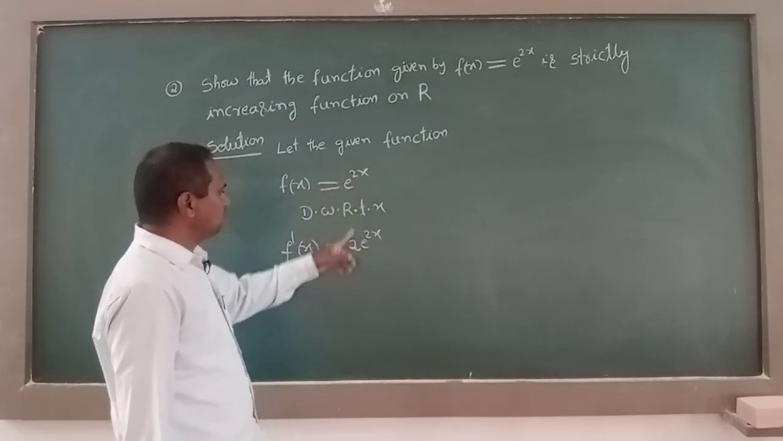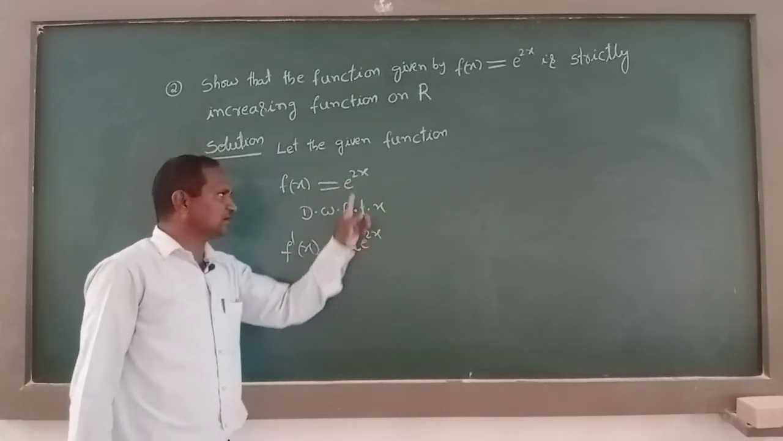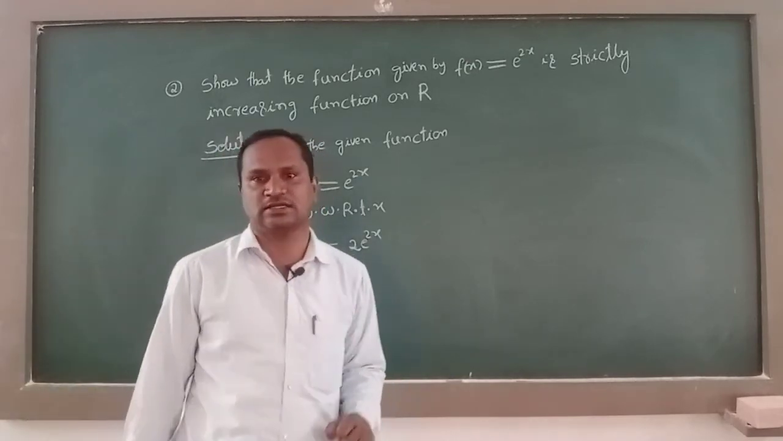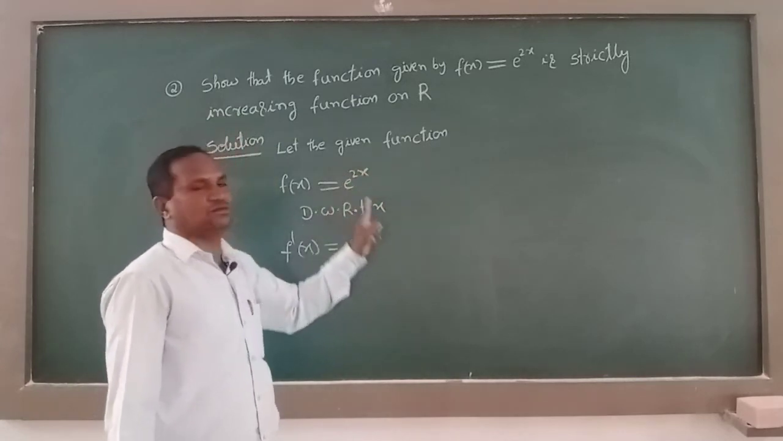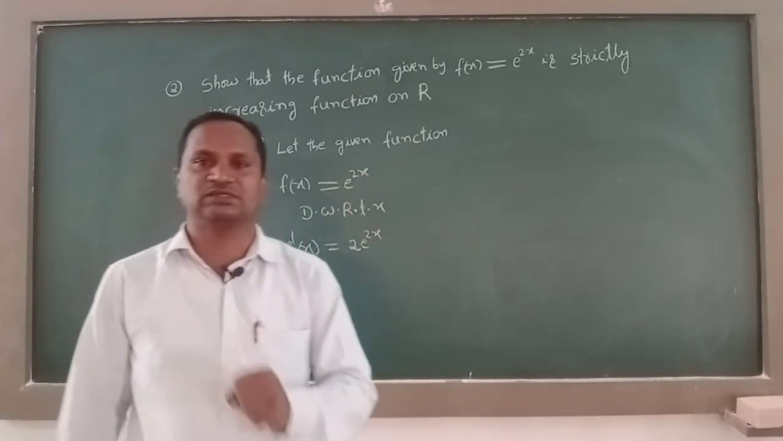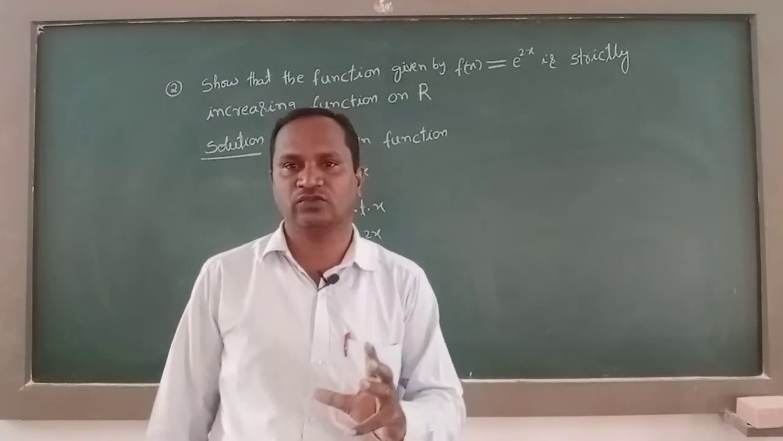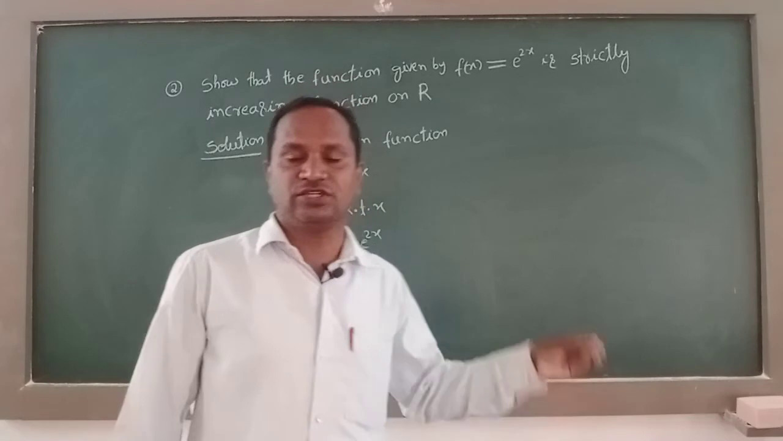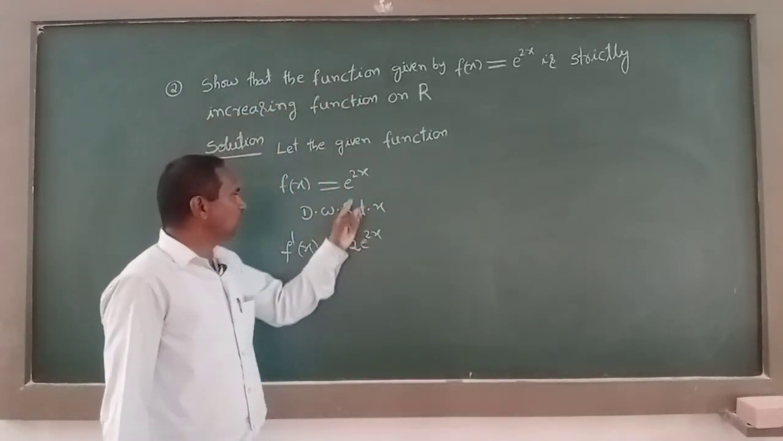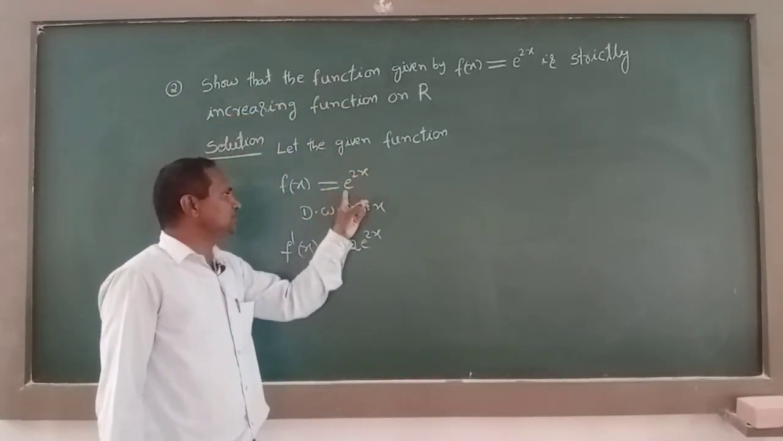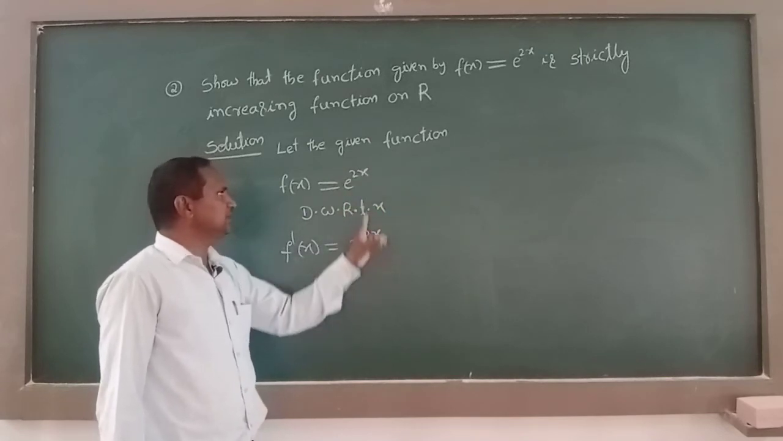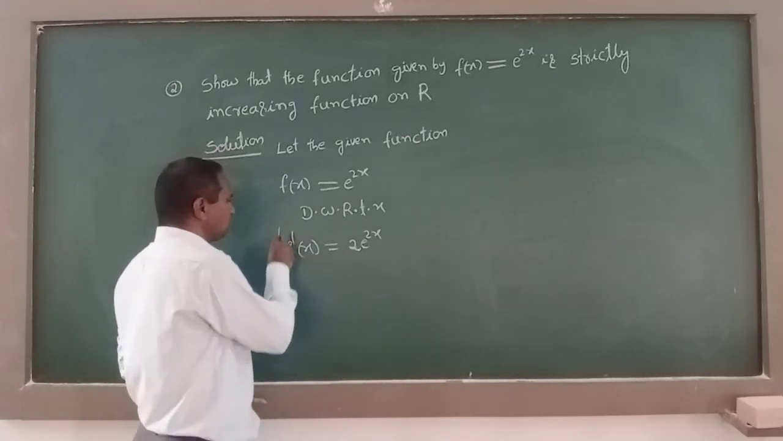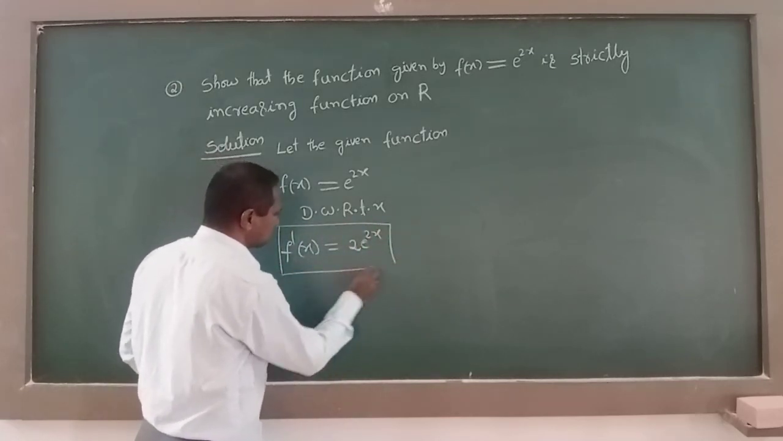According to the chain rule, in e power 2x we are seeing two functions: e power 2x is one function, and at the same time the power 2x is also one function. So we must take the differentiation of each function. The differentiation of e power 2x is e power 2x, and again the differentiation of 2x is 2. So f dash of x equals 2 into e power 2x.